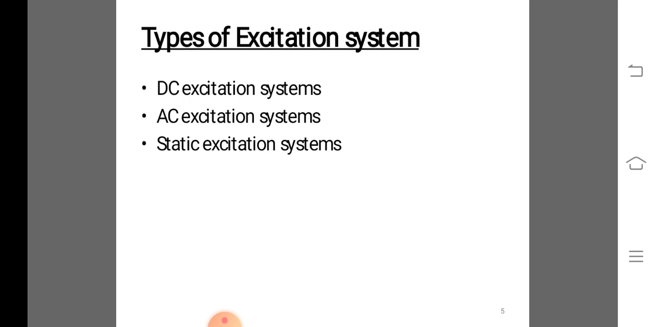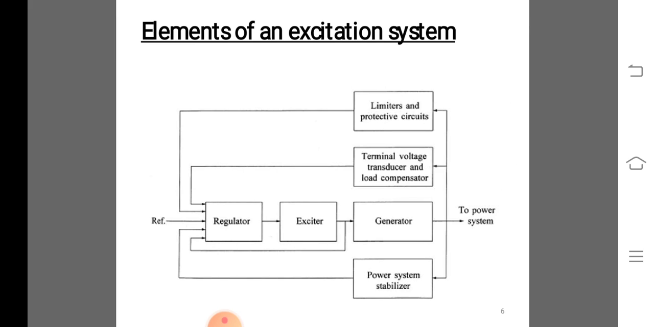A typical excitation control system is represented by a block diagram. The terminal voltage of the alternator is sampled, rectified, and compared with the reference voltage. The difference is amplified and fed back to the exciter field winding to change the excitation current.